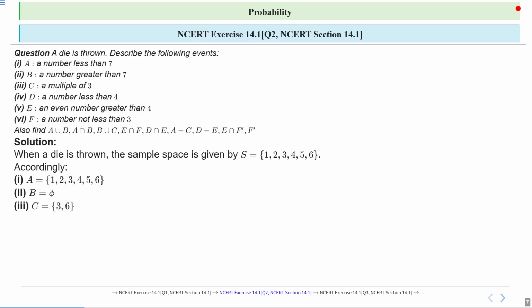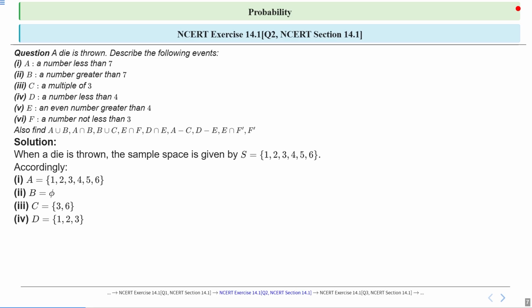And now event C. Event C contains all those numbers which are a multiple of 3. So find multiples of 3 in sample space S. Here you will get two numbers, 3 and 6. So 3 is a multiple of 3 and 6 is also a multiple of 3. So C contains these two numbers, and event C is nothing but the set {3, 6}.